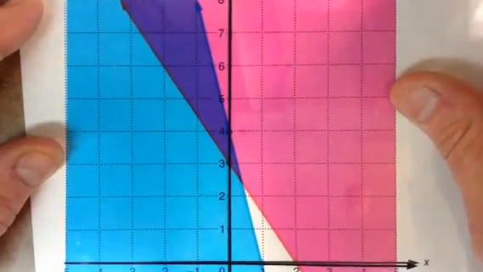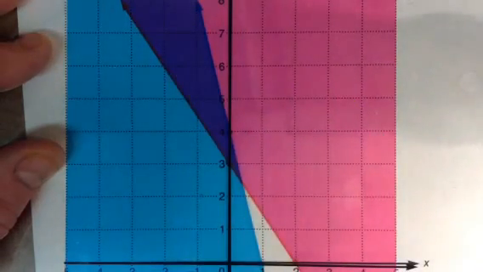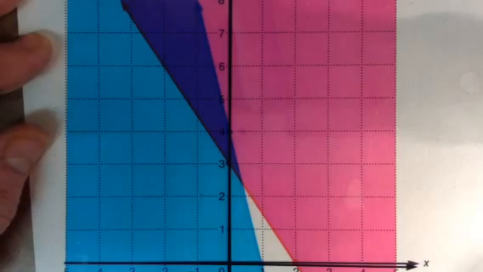I just like playing with colors. A little art class here, pink and blue make purple. I don't know why these transparencies are both these colors, but hey, it is what it is.